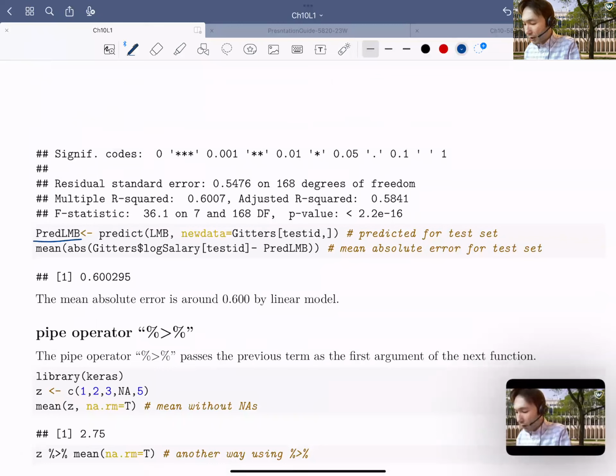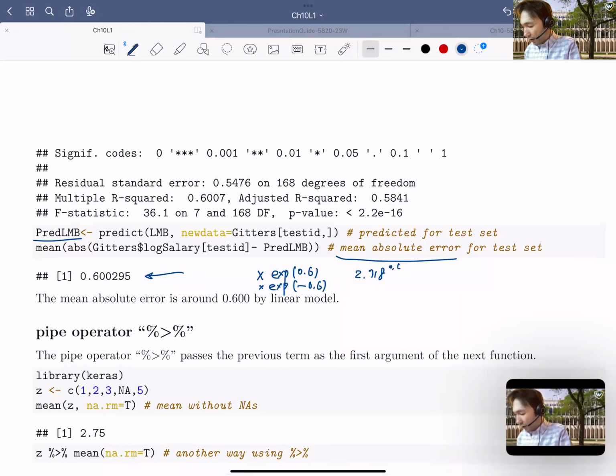And the log scale, so the meaning is less clear, but the typical error size in terms of mean absolute value is 0.6. So we have taken the logarithm, so that means the typical error is exponential 0.6 times larger, or exponential negative 0.6 times larger, maybe. So e to the power 0.6 is around 2.718 to the 0.6. So this is around what? Square root, then maybe 1.7. So I don't know, 1.9 times or something.